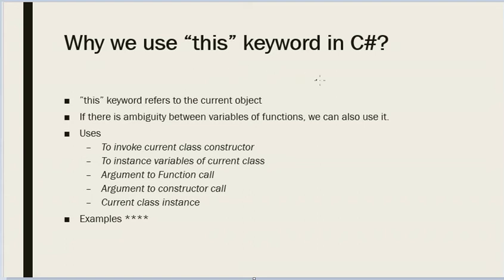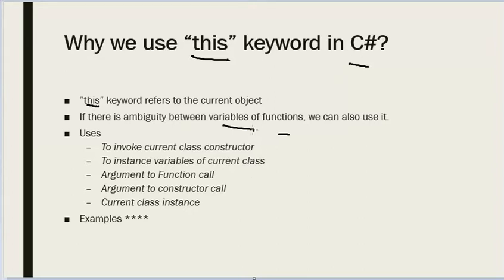Why do we use the this keyword in C Sharp? Well, this keyword is used a lot in C Sharp. You must have seen it, of course, a lot in the C Sharp example codes. This keyword actually refers to the current object. If you use this dot something, it refers to the current object or variable. If there is an ambiguity between variables of functions, then we can also use this. For example, in the case of a class constructor, you must have seen this.